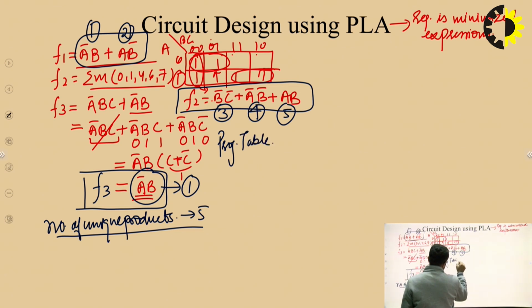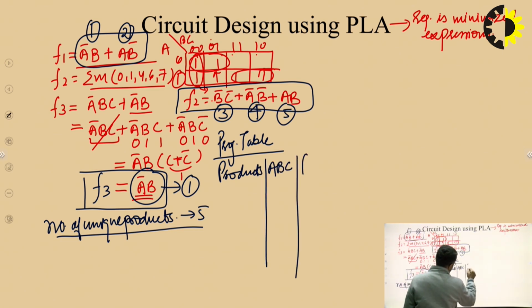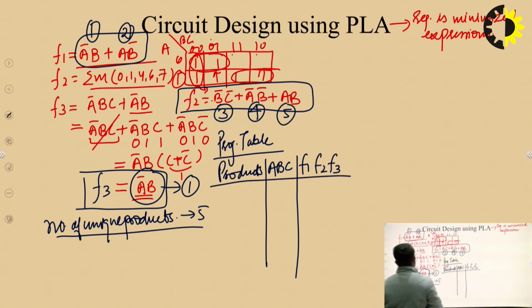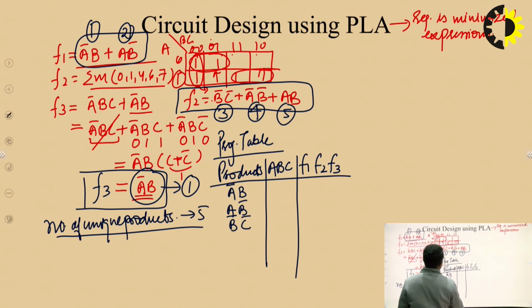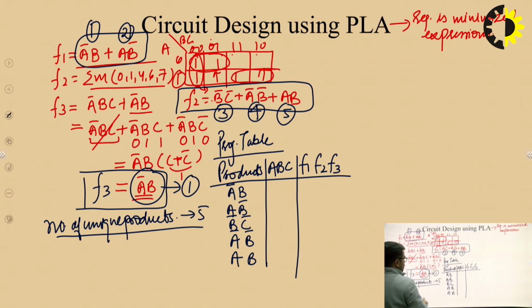So the programming table says: write the number of products, which variables are going to be used in it, and in which outputs these products are to be used. The first product is A bar B, the second product is A B bar, the third product is B bar C bar, the fourth product is A bar B bar, and the last product is A B. So these are the 5 unique products.